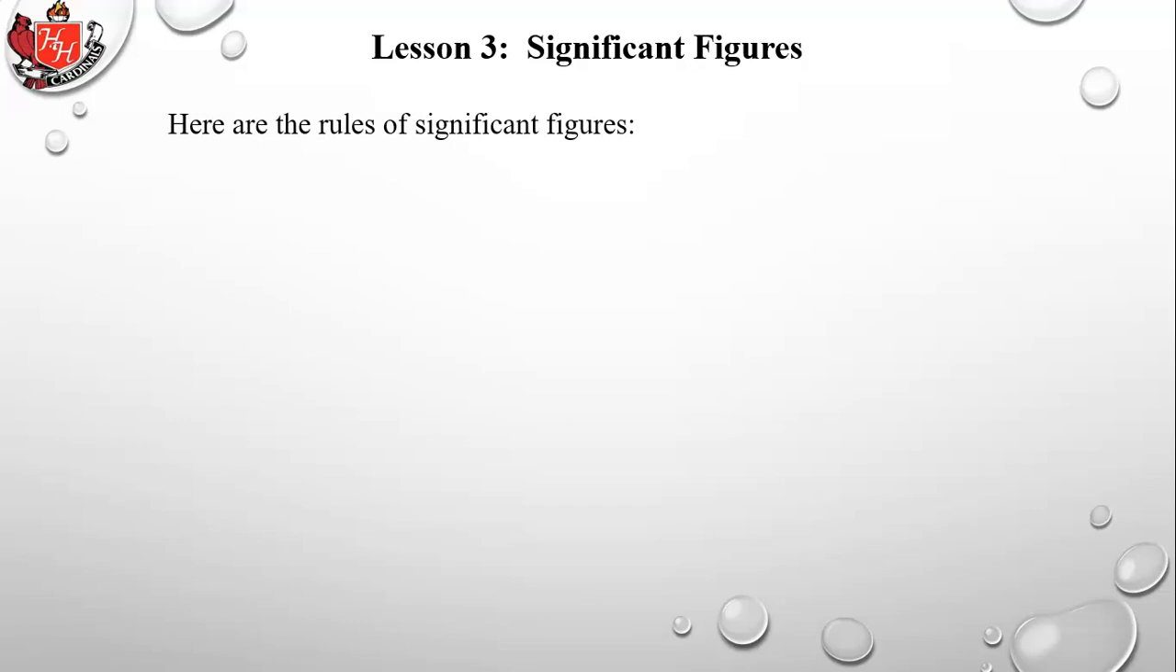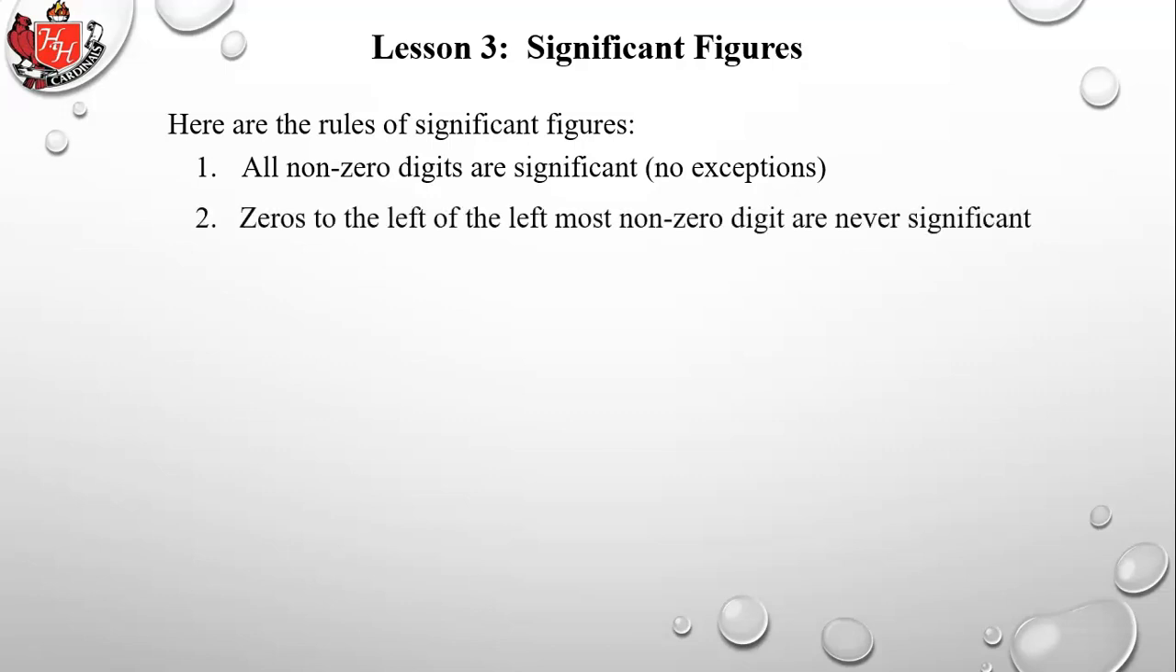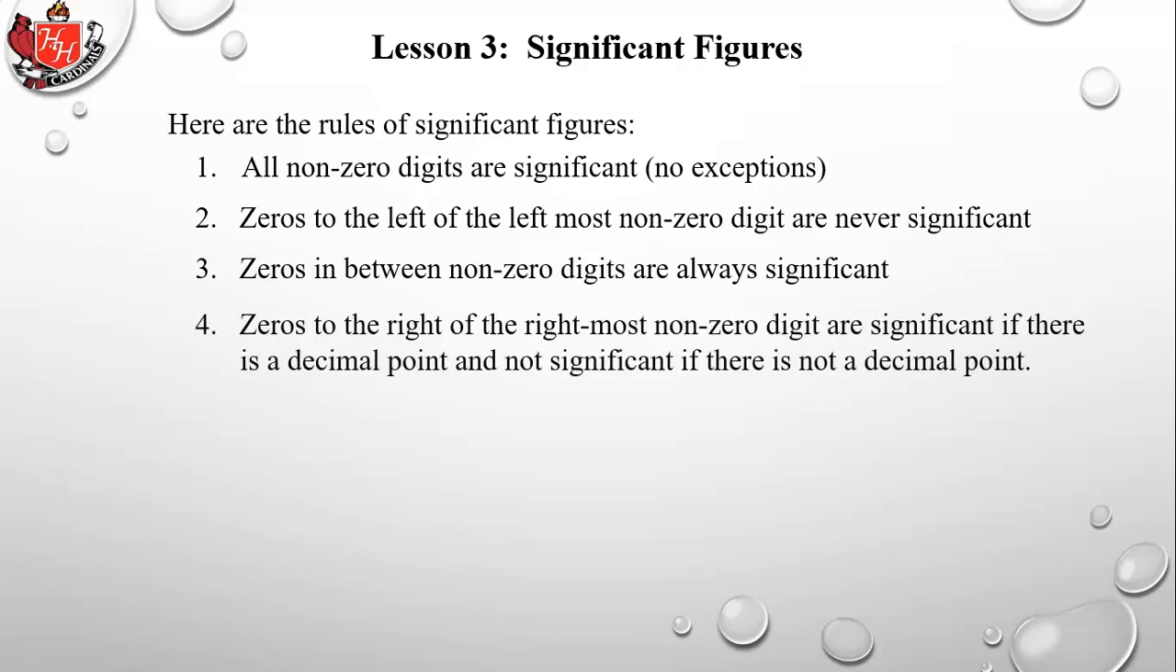So here are the rules of significant figures. First of all, non-zero digits are significant. So 1 through 9 are always considered to be significant. Zeros to the left of the leftmost non-zero digit are never significant. Zeros in between non-zero digits are always significant. Zeros to the right of the rightmost non-zero digits are significant if there is a decimal point and not significant if there's not a decimal point.